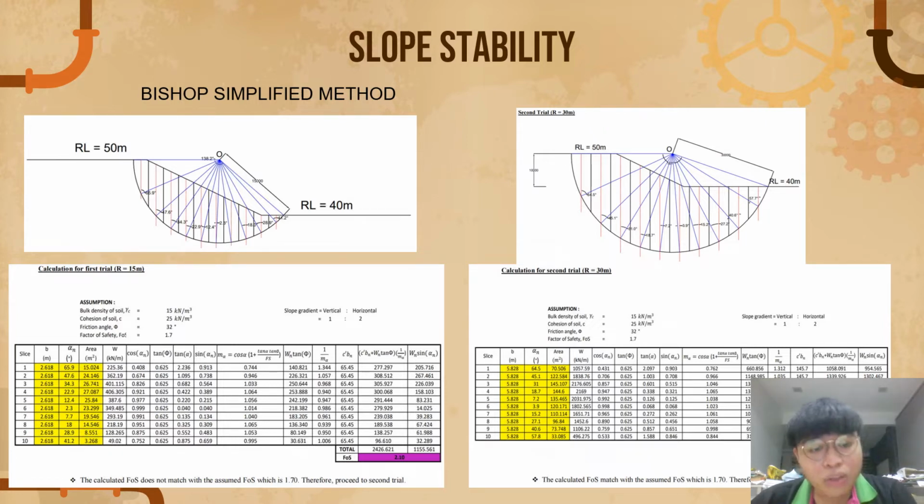So the calculated FOS does not match with the assumed FOS. Therefore, we try another one, which is R equal to 30 meter, and finally we get 1.7 FOS, which is similar to the 1.7 here. So it is acceptable for this. So we stop the trial.